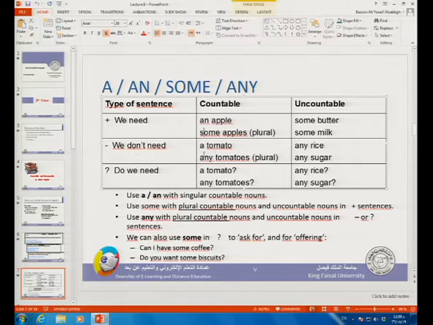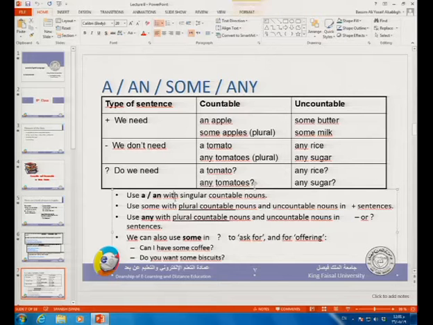Both some and any are used with plural nouns, as you see here. Both some and any are used with uncountable nouns. See? What about the question? Do I use some or any in the question? Yes, we use any here. Do we need any tomatoes? Any sugar? Any rice?